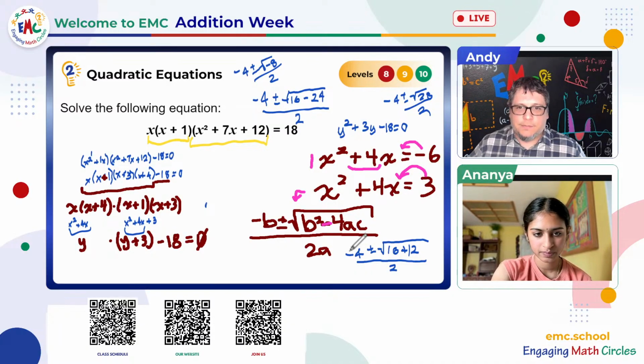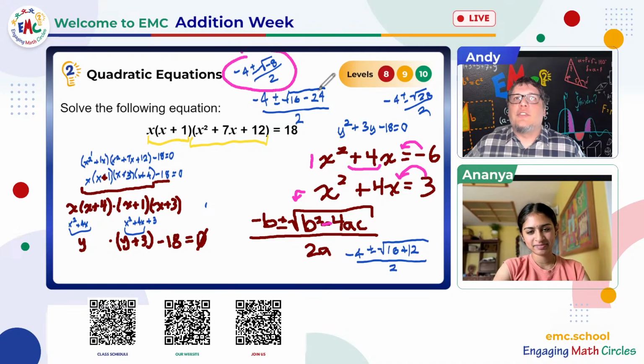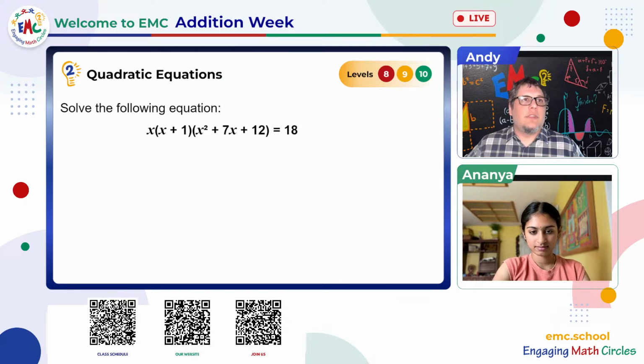What do you think? Sounds good. We got our answers. Negative 4 plus or minus root negative 8 over 2. Negative 4 plus or minus root 28 over 2. Remember, when you're doing math, not every answer is going to be the nicest answer. You'll have some ugly ones in there. Ready for the next one?